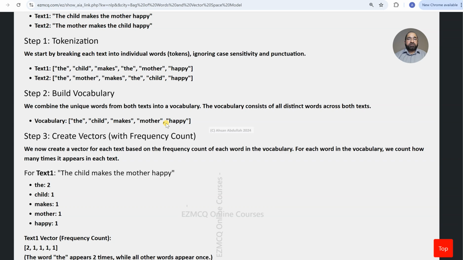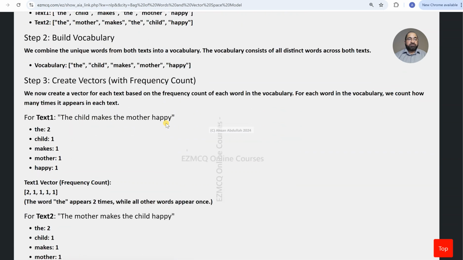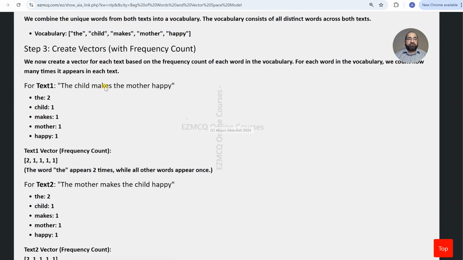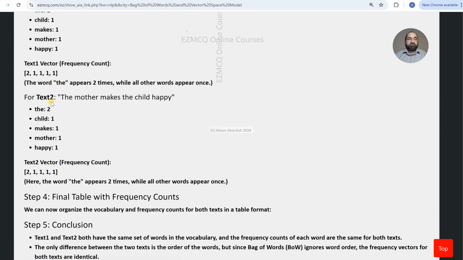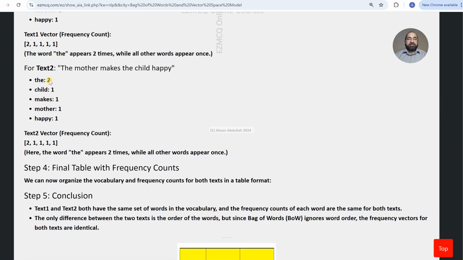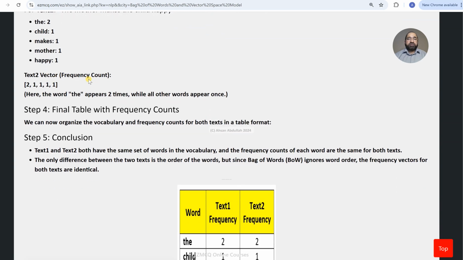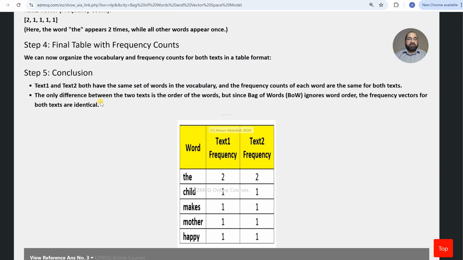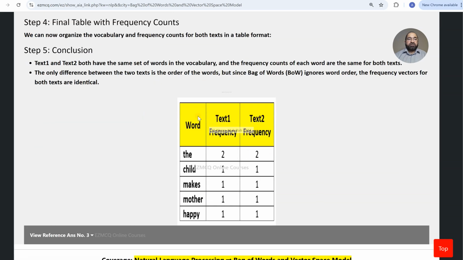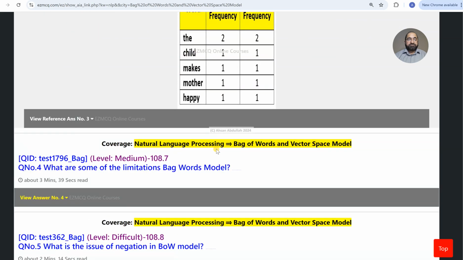The vocabulary consists of all the words which are common among those documents, and then we do a frequency count for text 1 and a frequency count for text 2. The word "the" appears twice and the others appear only once. So we have this frequency count vector for the first text and the second text, and then this is the final table. Interestingly, both statements, which are quite different, have the same representation. So this is a limitation, but of course we have a simple approach to it.